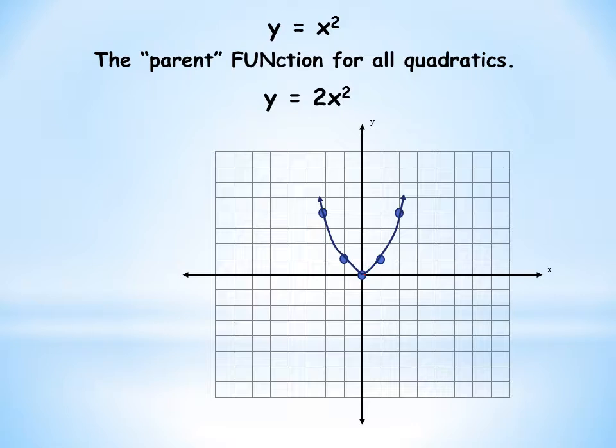But let's see what we would do if we had y equals 2x squared. So this is still in vertex form because I could really write it as 2 times (x minus 0) squared plus 0, where now you can see that your vertex is at 0, 0. And this 2 is what I call your y multiplier.